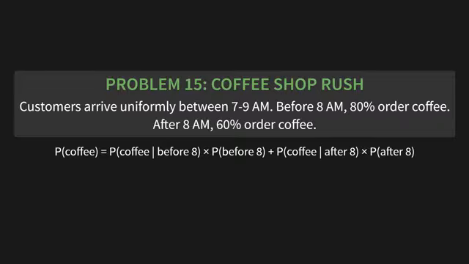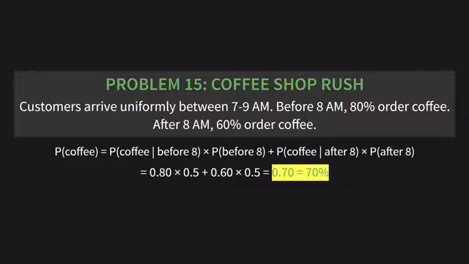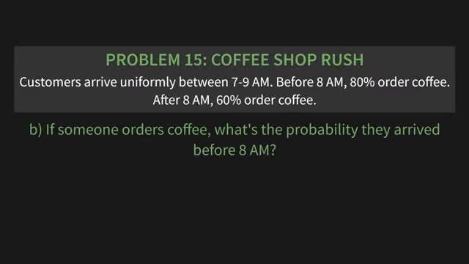Let's calculate. Early arrivals, 50% of customers, 80% want coffee. That's 0.5 times 0.8 equals 0.4. Late arrivals, 50% of customers, 60% want coffee. That's 0.5 times 0.6 equals 0.3. Add them up, 40% plus 30% equals 70% of all customers order coffee. Now here's where it gets clever.